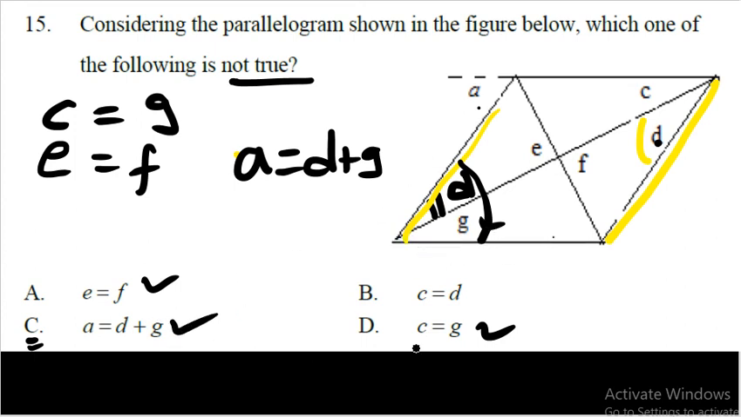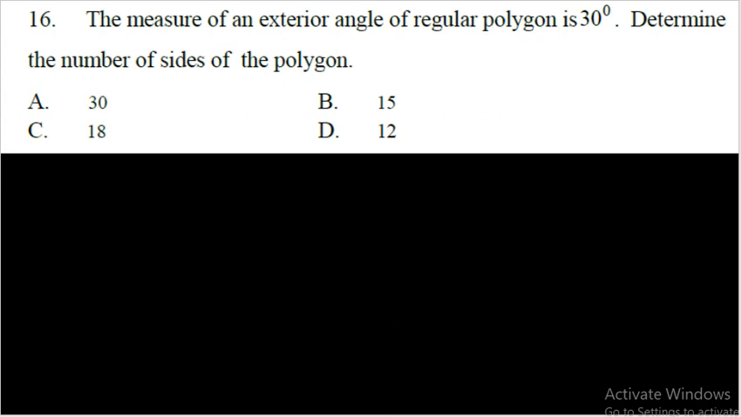Again, C works. Which one doesn't work? B. Because C and D cannot be equal. You say they are equal, but they are adjacent angles. No. Okay, next question.